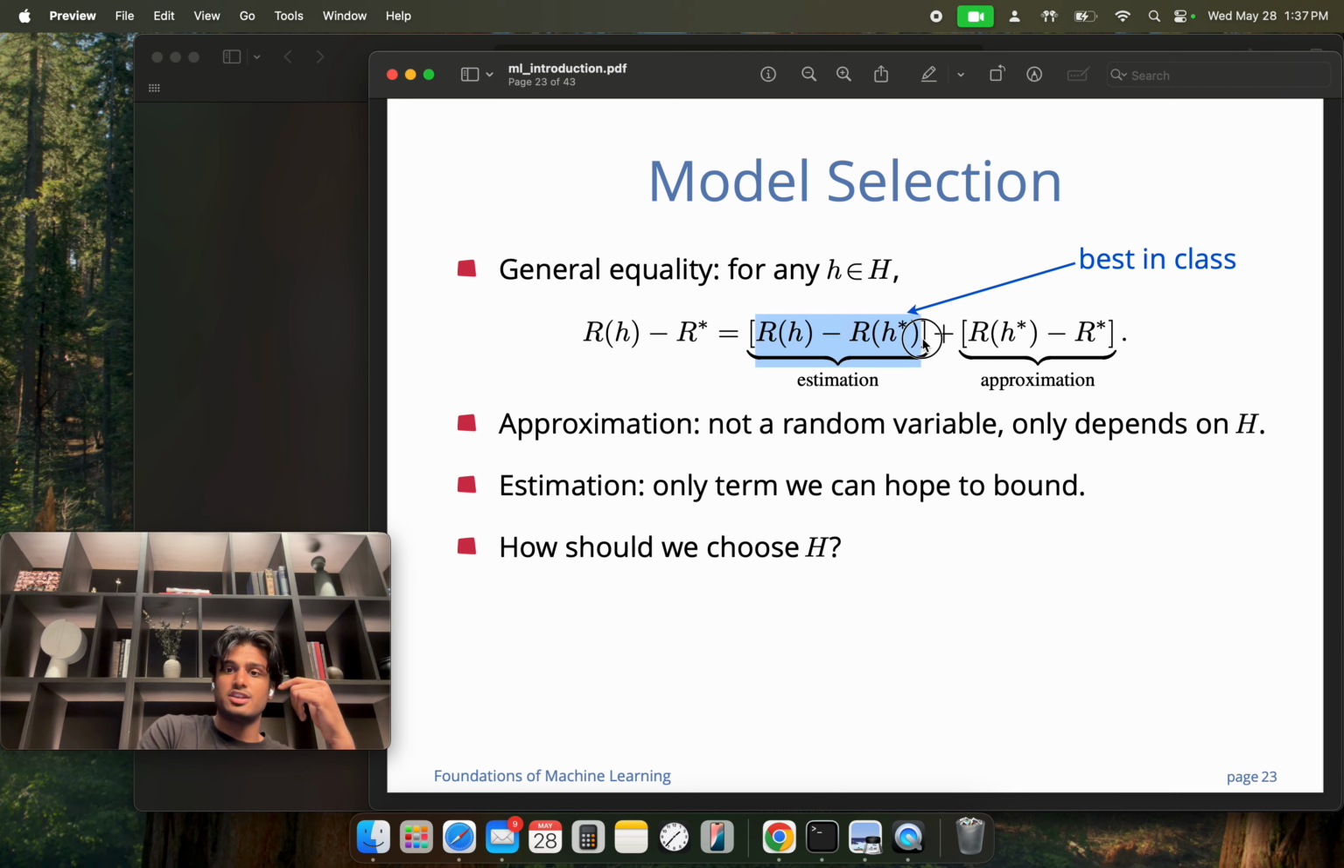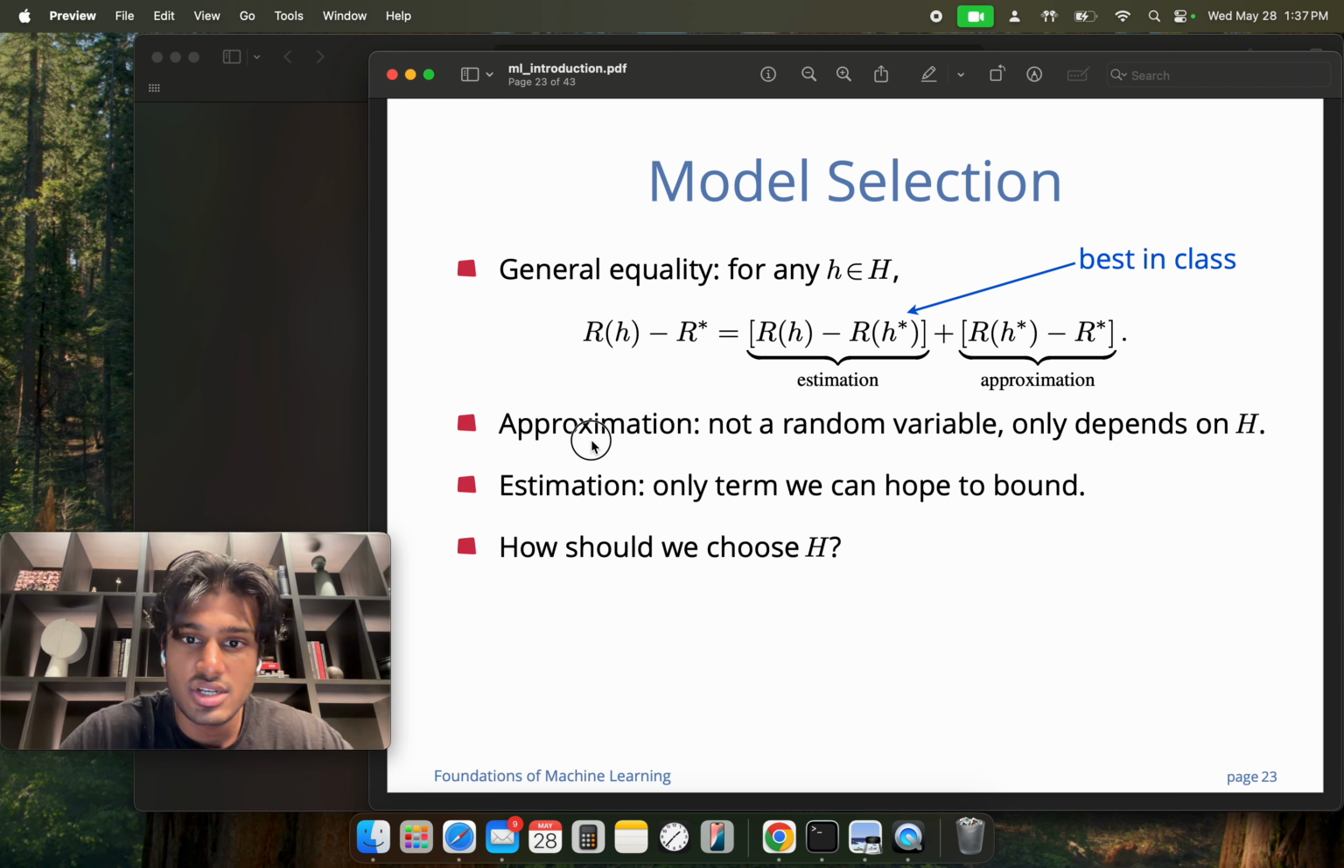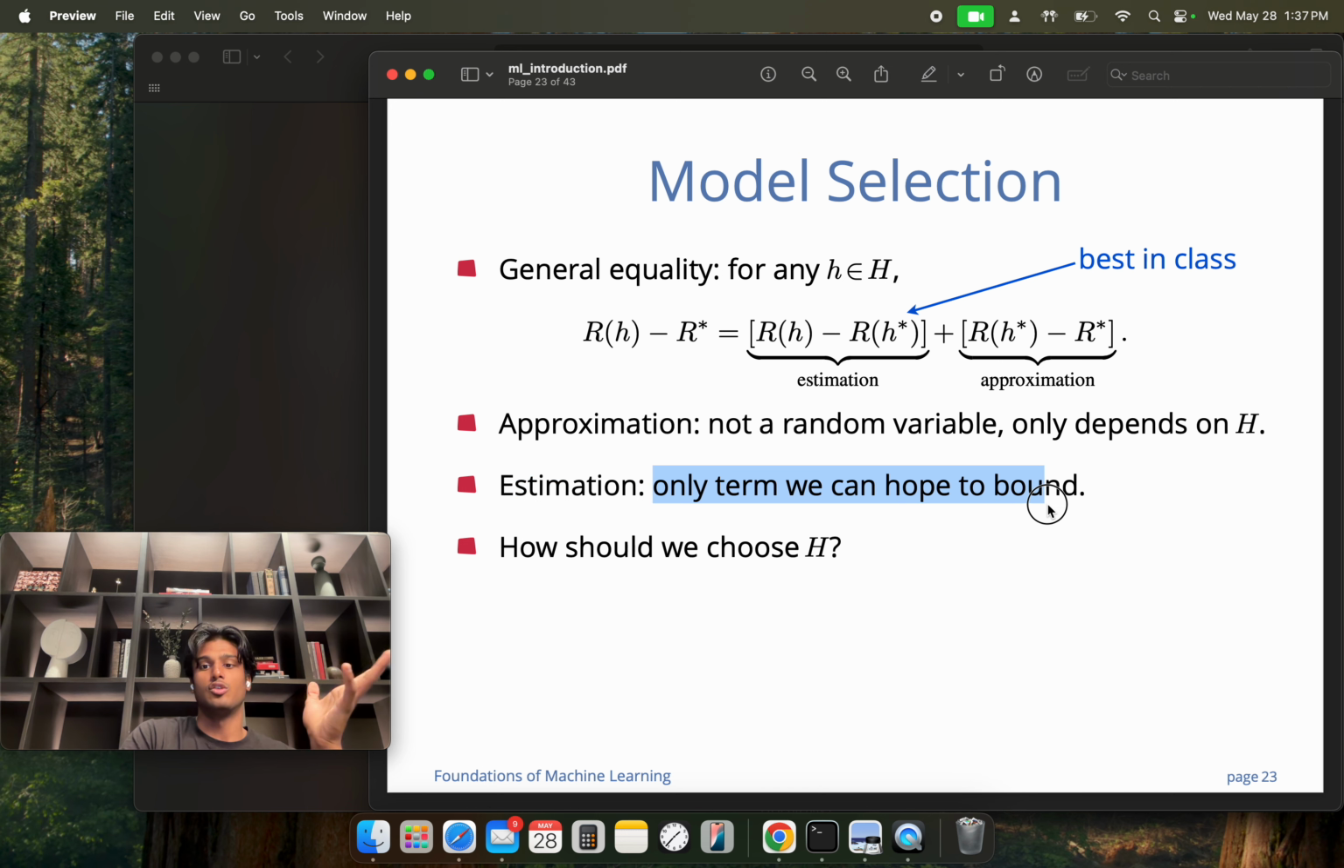And then this estimation error is how much my chosen hypothesis varies from the best in class, which is like the variance. So this has some sort of bias variance flavor to it. The approximation error is not a random variable. It only depends on the hypothesis class. Again, it's a bias. The estimation term is something that we can hope to bound, and that depends on how we choose the capital H.